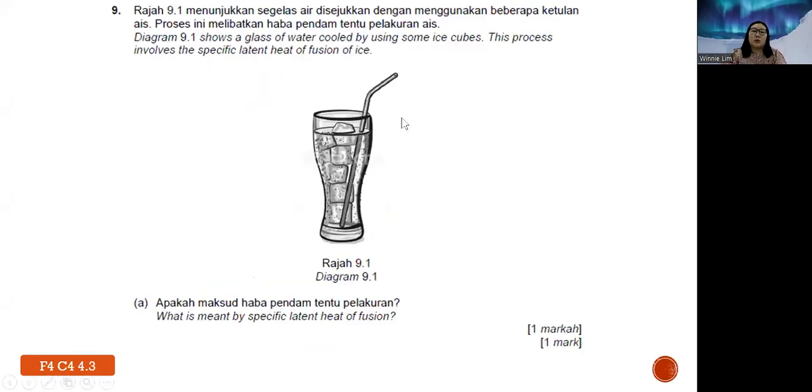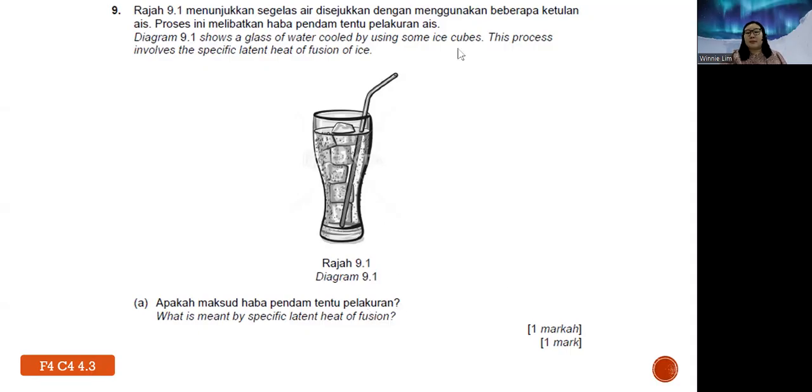Okay, so next one is in essay question, question 8 and question 9. You have 2 questions, go through carefully, and then you can choose to answer either one. So diagram 9.1 shows a glass of water cooled by using some ice cube, and this process involves the specific latent heat of fusion of ice. So what is the meaning of specific latent heat of fusion?